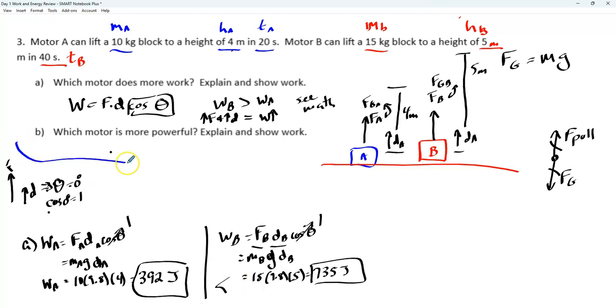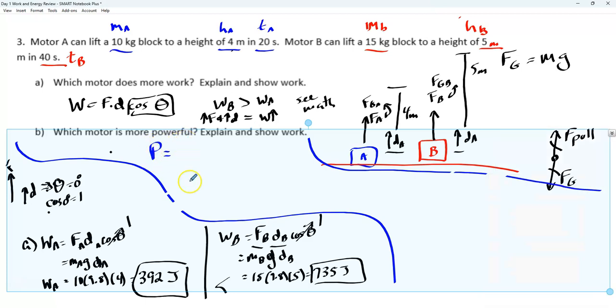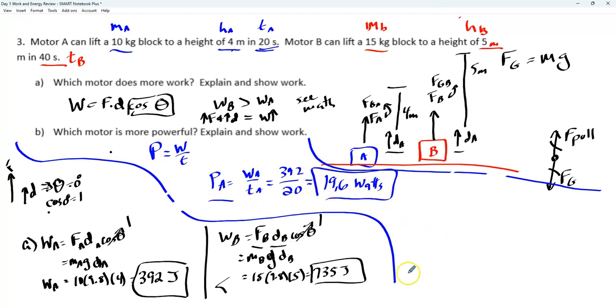The last part here, so I'm going to draw a little line to divide that up so we have a space. We're trying to figure out power. The equation for power is work divided by time. So you just have to take the answers that we got for each one and divide it by the individual time it takes for them to move those displacements. So the power for A is the work of A divided by the time for A. The work of A was the 392 value, and we're going to divide that by the time for A, which is 20 seconds. So 392 divided by 20 is 19.6. It's going to be watts for power. So 19.6 is the power of A.